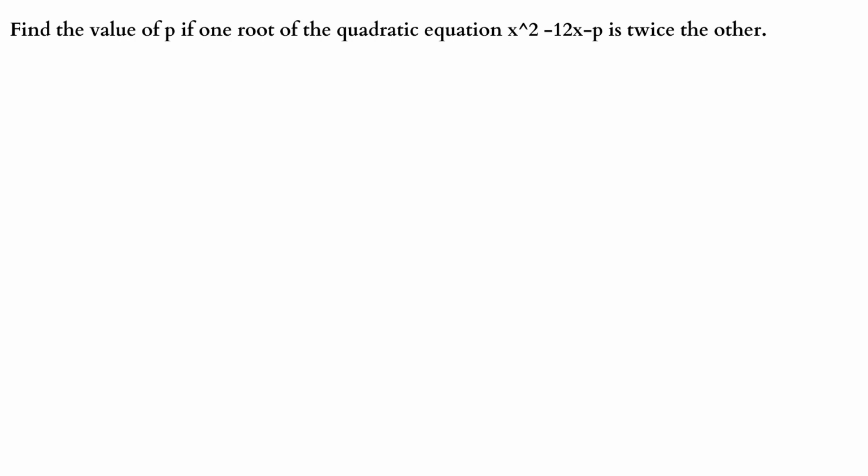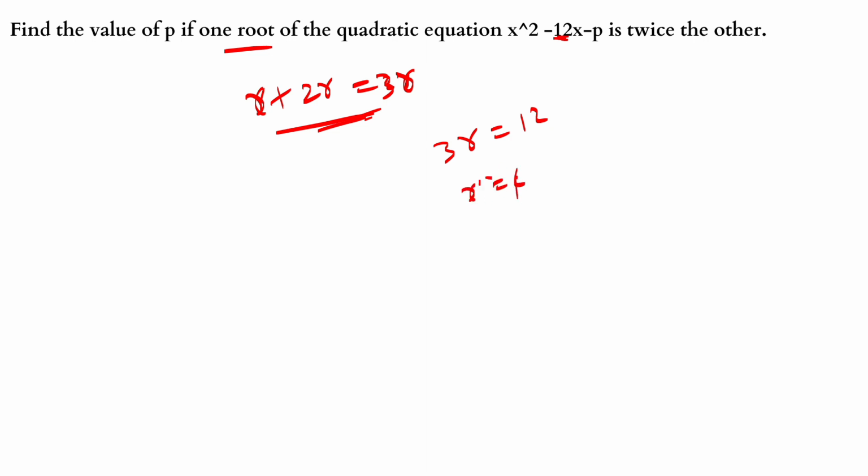Now find the value of p if one root of the quadratic equation x square minus 12x minus p is twice the other. So one root is twice the other. So if one root is r, then the other one will be 2r, which sum is equal to 3r. So this sum is equal to 12, as we know, this is the sum of the roots. So 3r will be equal to 12 and r is equal to 4.